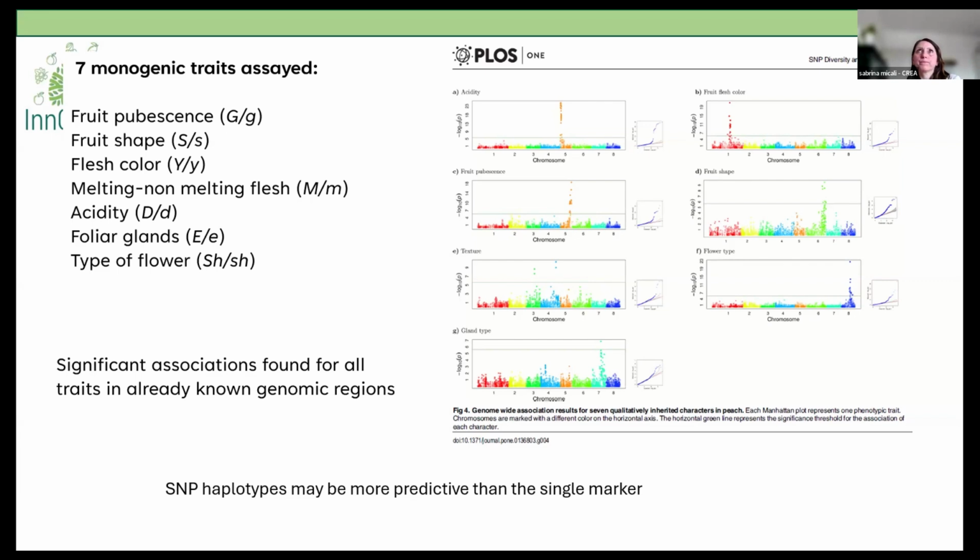we highlighted the need for SNP haplotypes to be more predictive than single markers in peach due to the high LD.